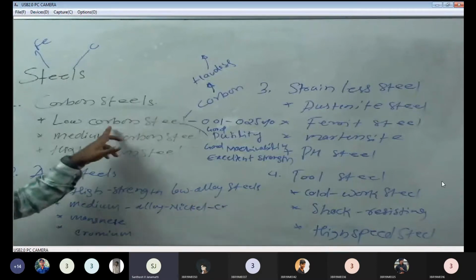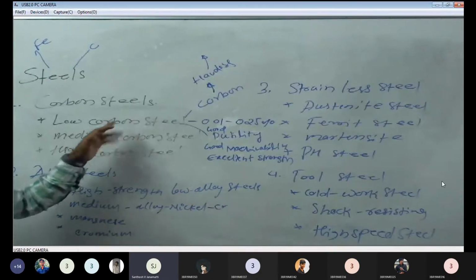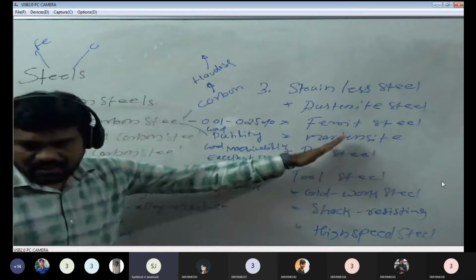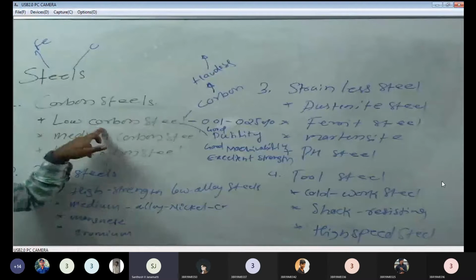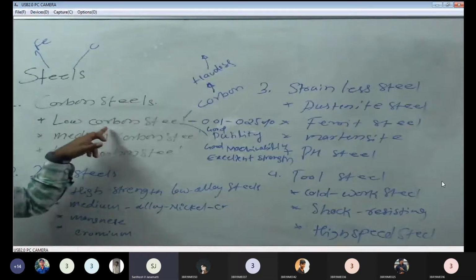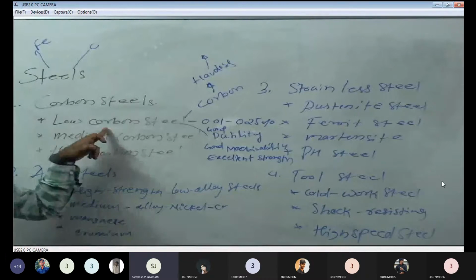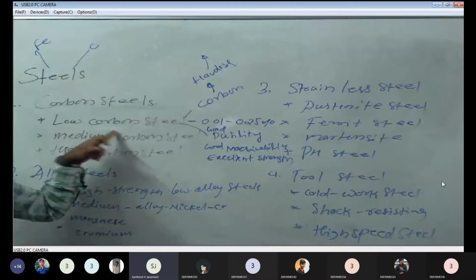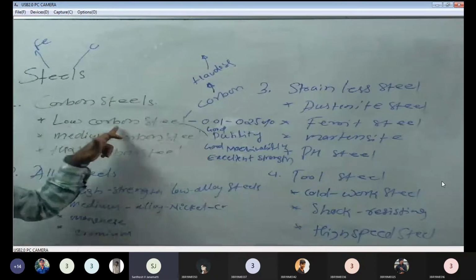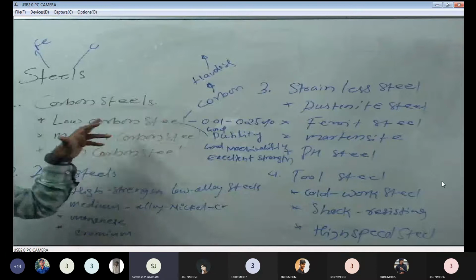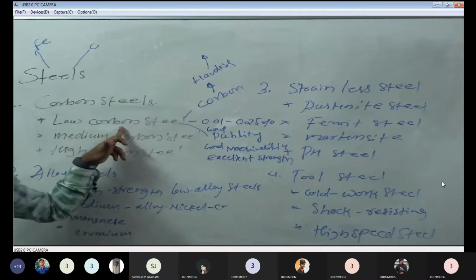On the other hand, these are the demerits or drawbacks of this low carbon steel: low hardness, low brittleness, and more corrosion problem. You can write it as low hardness, low brittleness, and corrosion resistance problem.